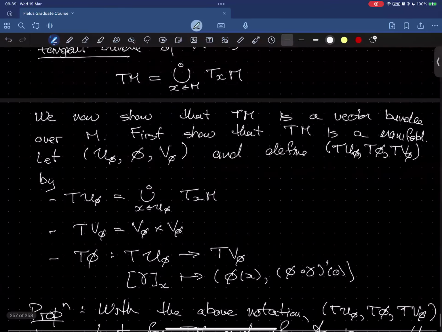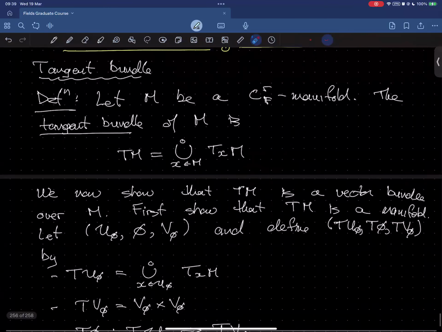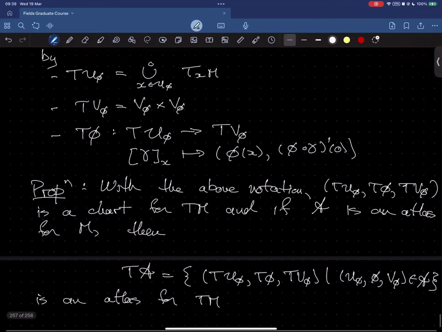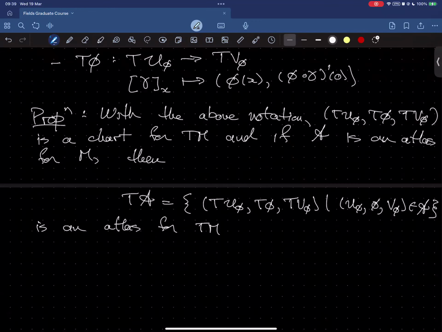Okay, and so up here I started with a manifold that's of class C^r, and the manifold TM is of class C^(r-1). So giving TM a C^(r-1) differentiable structure.